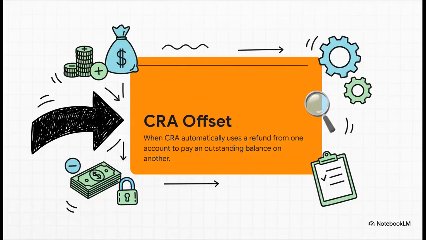The answer, 9 times out of 10, comes down to this one key term, the CRA offset. Now, this isn't a mistake, and it's definitely not a penalty. It's just a standard, totally automated procedure where the CRA takes a refund you're owed on one account and uses it to pay off a debt you have on another one.